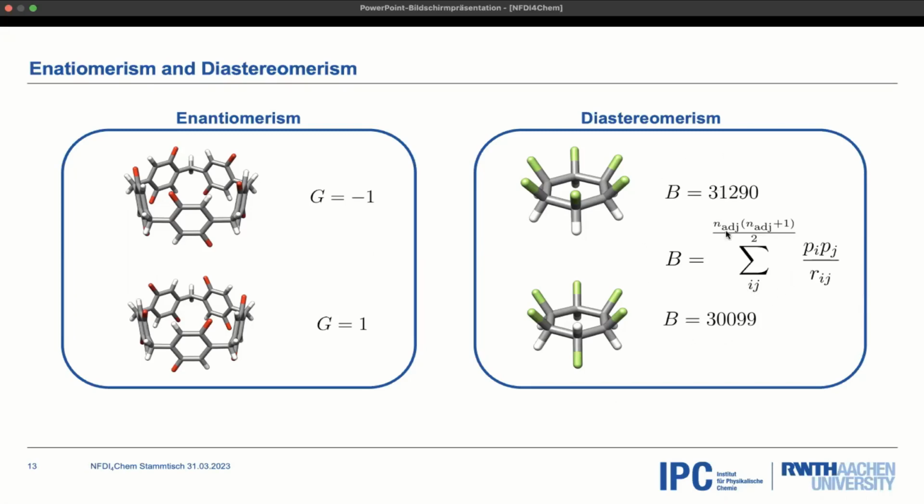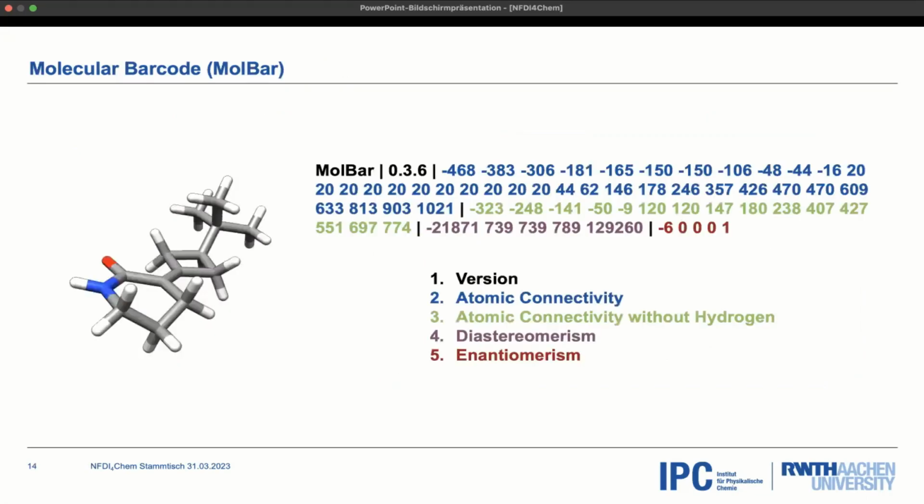And with that, we have another index to describe diastereomerism. And this leads me to the final representation. For the indices, we also put them in matrices and calculate the eigenvalues, and you can really see it here. And this is then the final barcode.